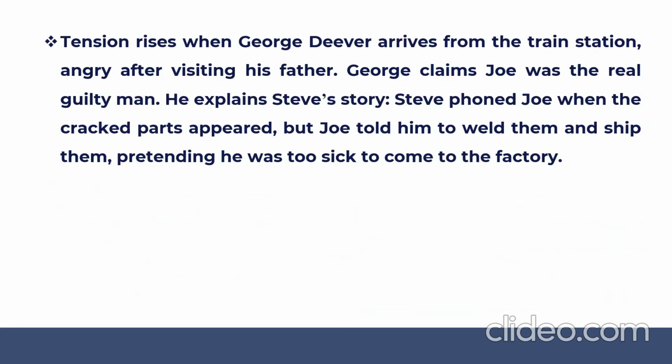Tension starts rising when George Deever, Steve Deever's son, arrives from the train station, very angry after visiting his father, and claims Joe was the real guilty man. He explains Steve's story. He says that his father called Joe when the cracked airplane parts appeared, but Joe told him to weld them and ship them, and pretended in court that he was sick and could not come to the factory.